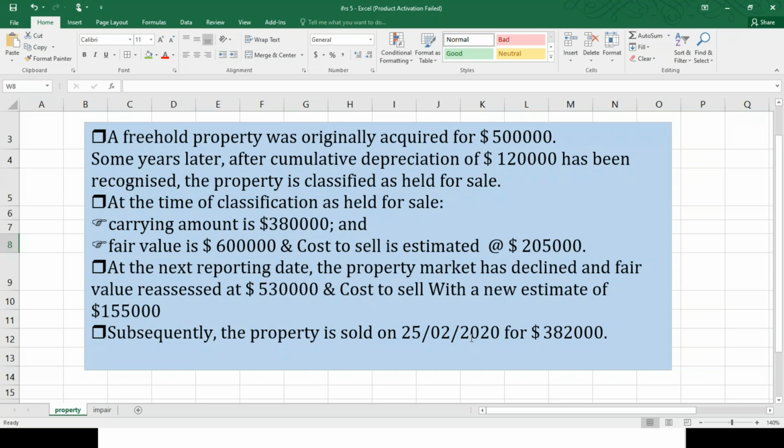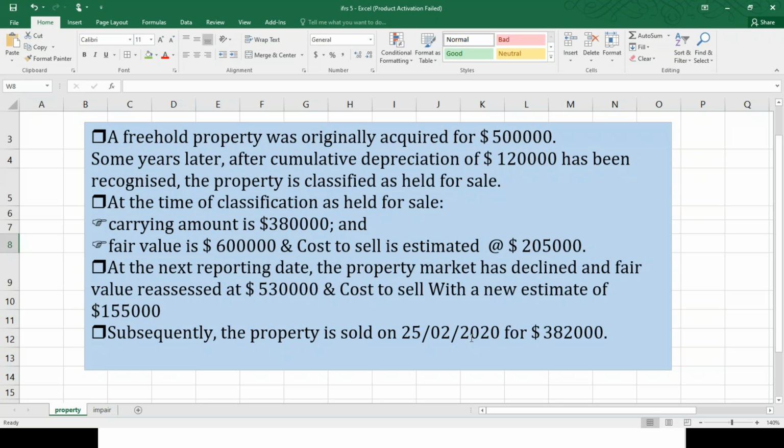Now, on the next reporting date, before it was actually sold but after it was classified as held for sale, the property market declined. It almost crashed or something happened. It declined, and the fair value was reassessed at $5,30,000. And again, since the property market declined, the cost to sell also got a new estimate of $1,55,000. Subsequently, after all these happenings, the property was sold on 25th of February 2020 for $3,82,000.